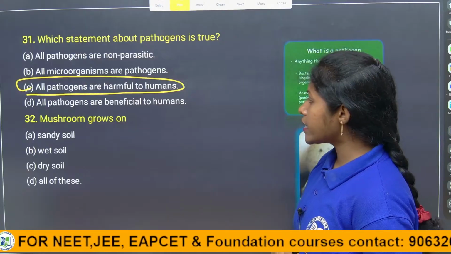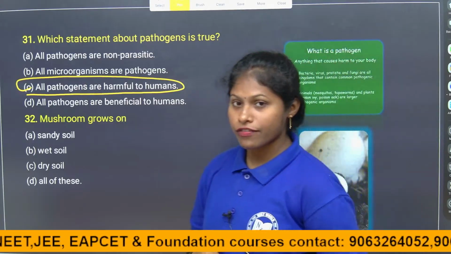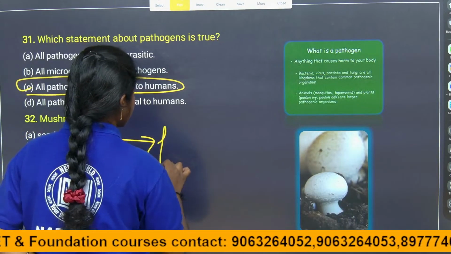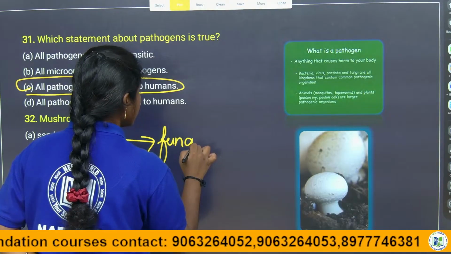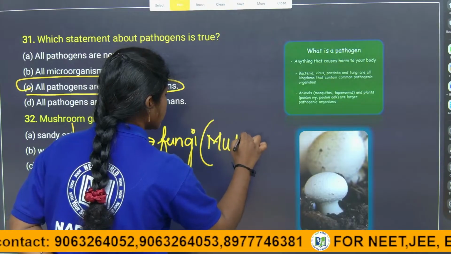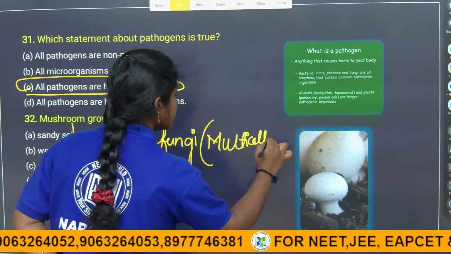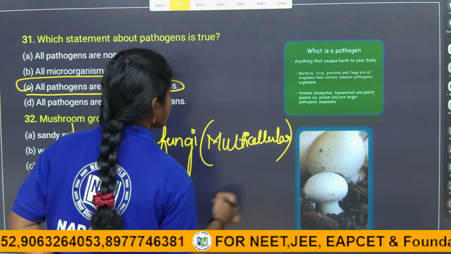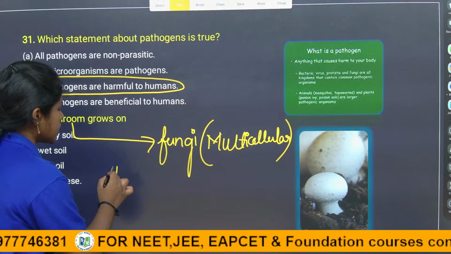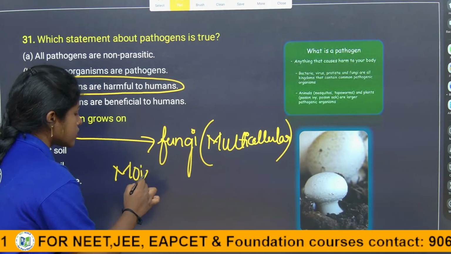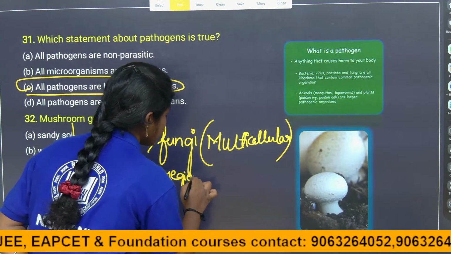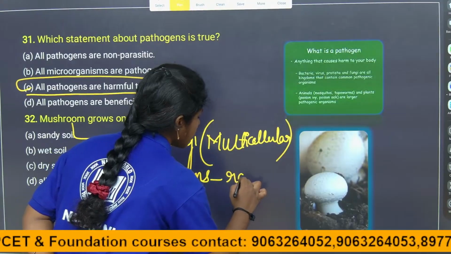So coming to the next one, mushroom. Is mushroom a bacteria, fungi, or protozoa, children? Mushrooms are fungi. They come under the category of fungi, right? Are they unicellular or multicellular? Of course they are multicellular. Most of the fungi are multicellular, right, children? In which season do they mostly grow, children? They grow in moist regions. So the favorable season for this is the rainy season.